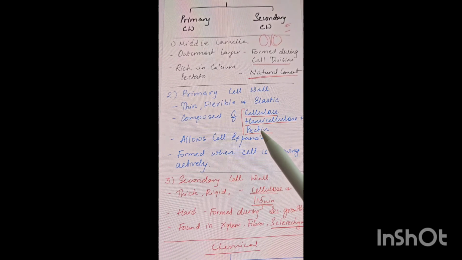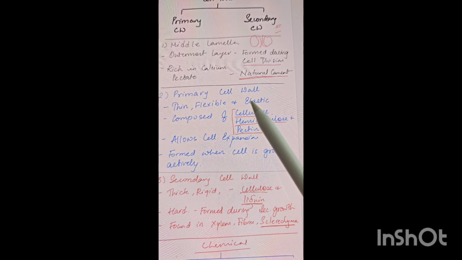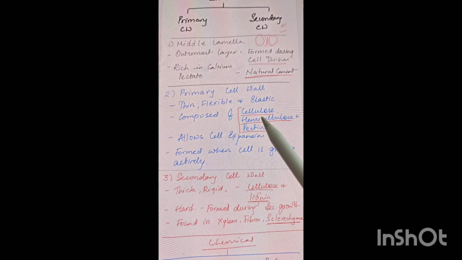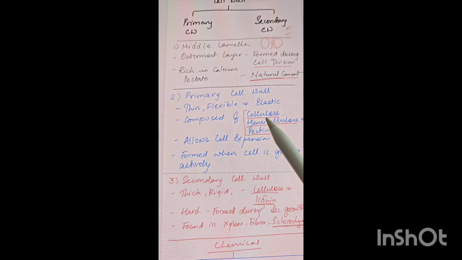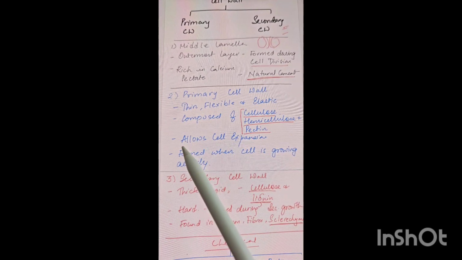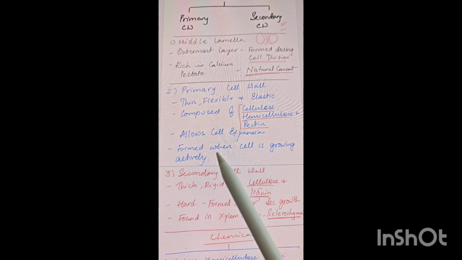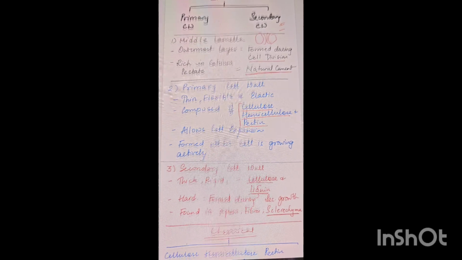Do remember this composition, because it is generally asked in competitive exams: what is the basic composition of the cell wall? So it is cellulose, hemicellulose and pectin. As I said, it allows the cell expansion, and it is formed when the cell is growing actively.